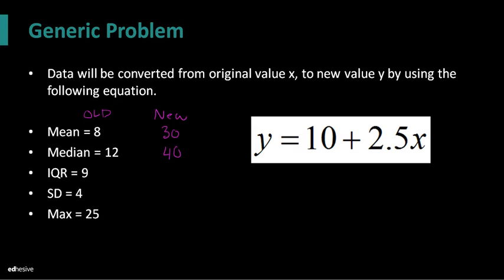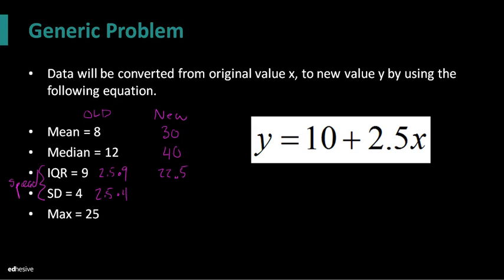Okay, now moving on to IQR and standard deviation. Remember, these are measures of spread. And spread only gets affected by multiplication. So the addition of the 10 does not affect this at all. So I would only do 2.5 times 9 and 2.5 times 4. I would not add 10 because the addition is not going to affect measures of spread. So 9 times 2.5 would give me a new IQR of 22.5.